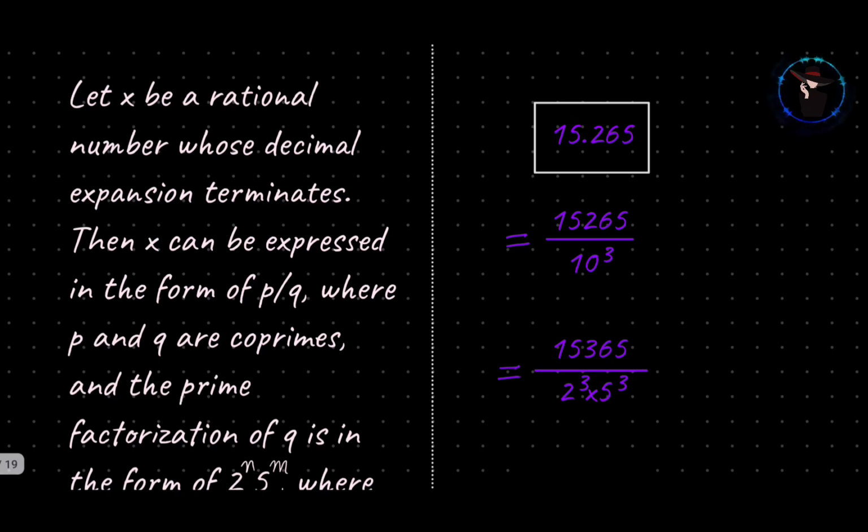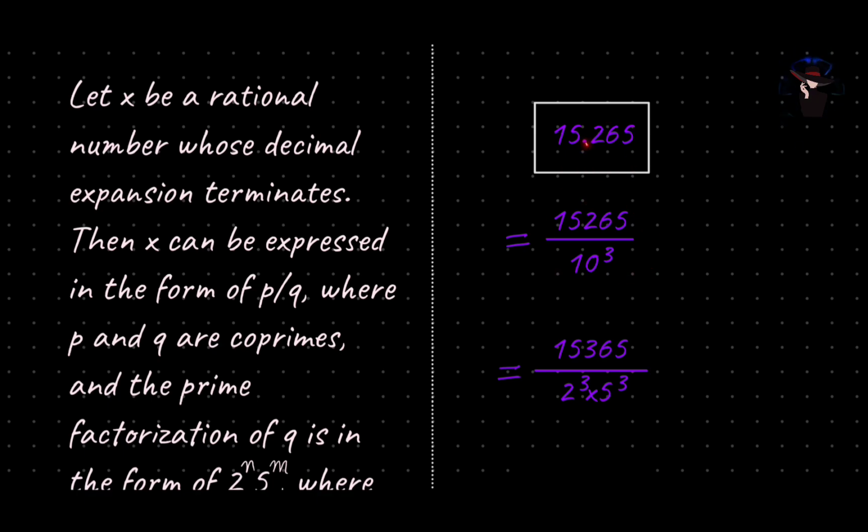Let x be a rational number whose decimal expansion terminates. It means the decimal number should not end with a bar. It should not have a continuous number. It should terminate, meaning it should end at one point. Then x can be expressed in the form p by q, that is, in the form of a rational number.